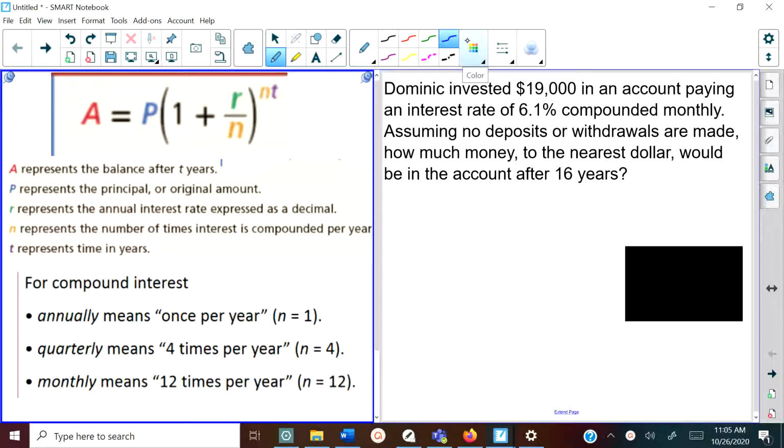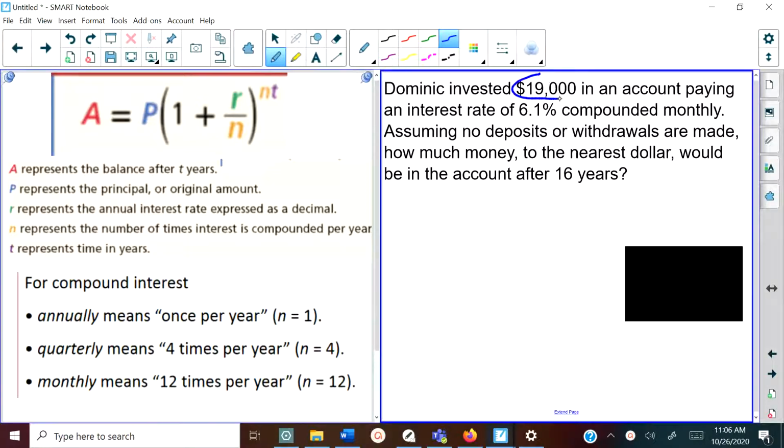Dominic invested $19,000 in the account, paying an interest rate of 6.1% compounded monthly. Assuming no deposits or withdrawals are made, how much money to the nearest dollar will be in the account after 16 years? So we got 19,000 for the principal. We got 6.1% for the rate. We got monthly for the number of times compounded, and we have 16 for the years. I'm going to plug each one of those into this formula over here. Okay, and remember monthly here, we're going to use 12.